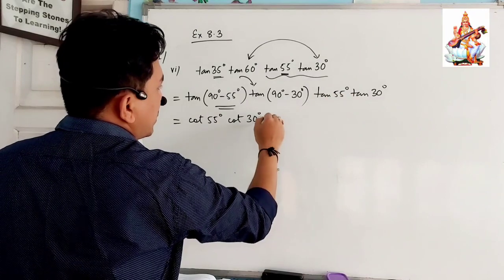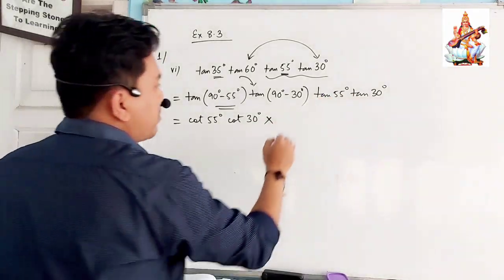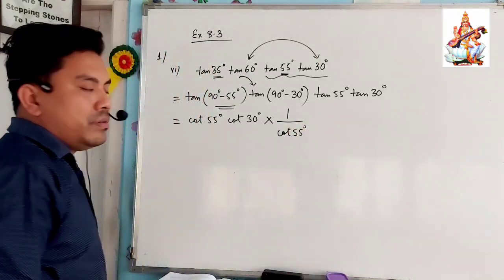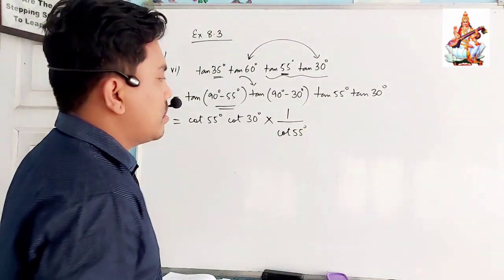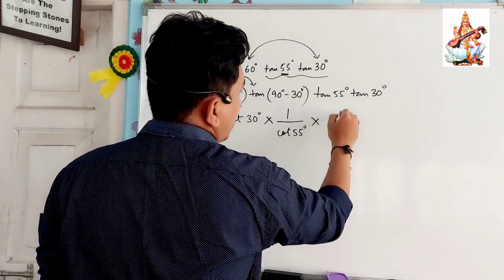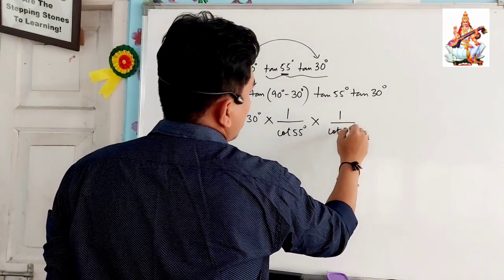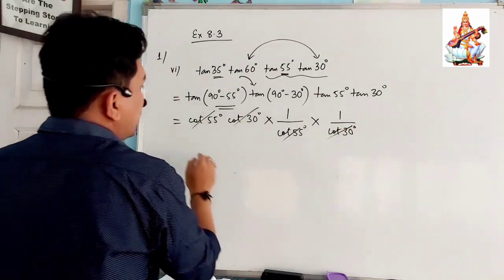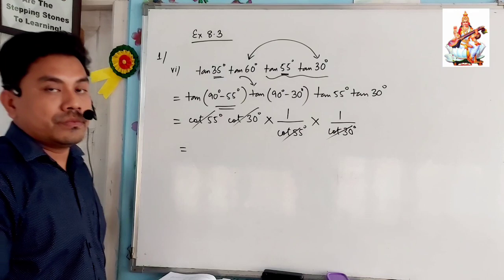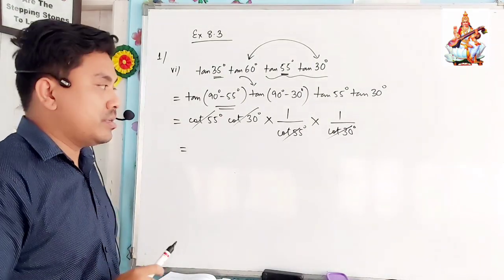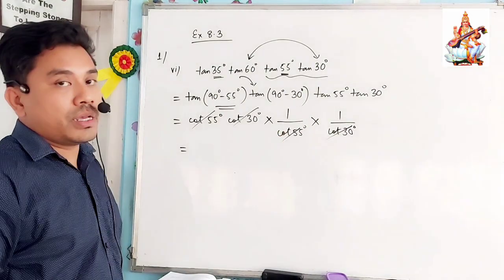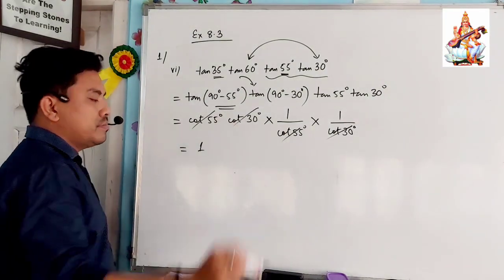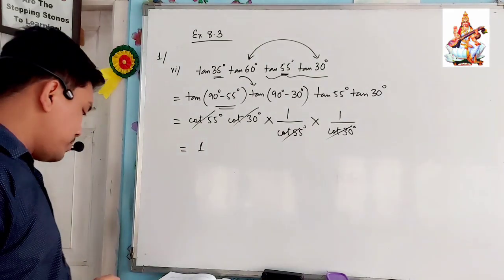Okay. Now let us take tan 55. Okay. tan 55 can be written as what? 1 by cot 55. I told you already. Isn't it? tan is the reciprocal of what? Cot. Similarly here also tan 30 can be written as what? 1 by cot 30. Isn't it? Now this cot 55 gone, cot 30 gone, and finally what will be the answer? 1 will be the answer. Okay. After cancelling, it does not mean that nothing is there, so the answer will be 0. No, the answer will be what? 1. Is it clear? Okay.